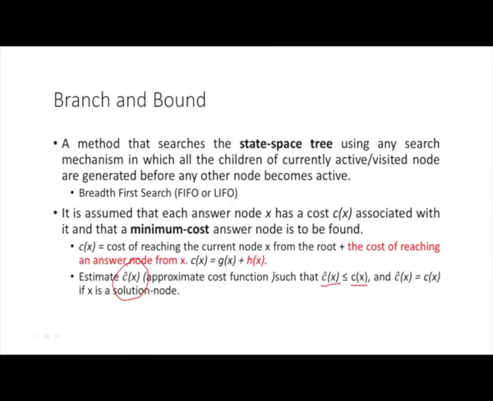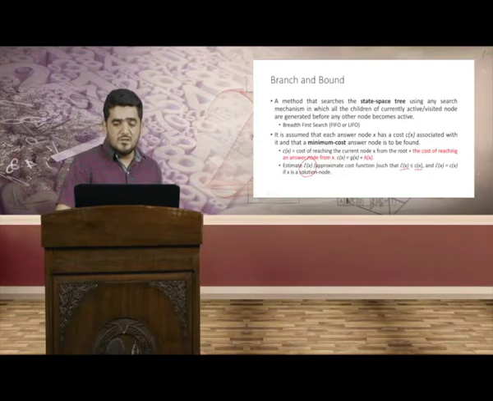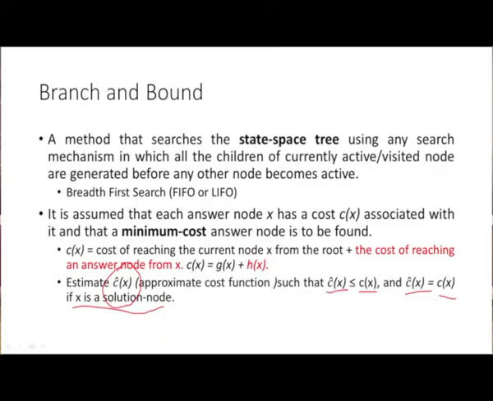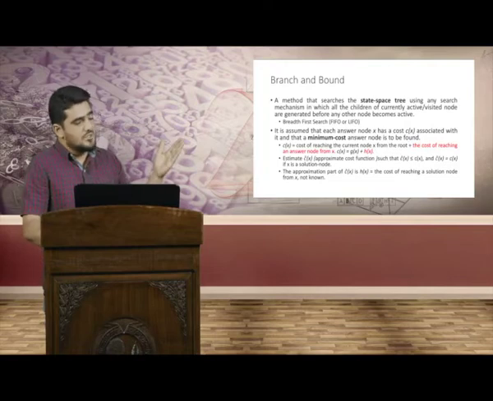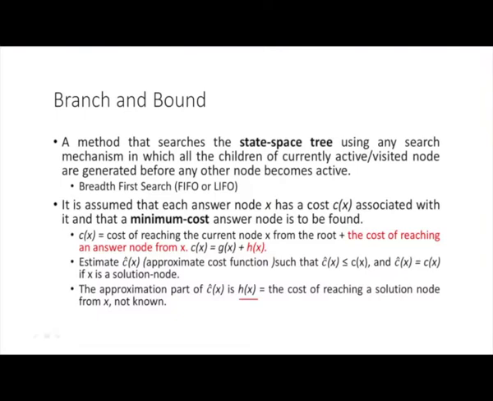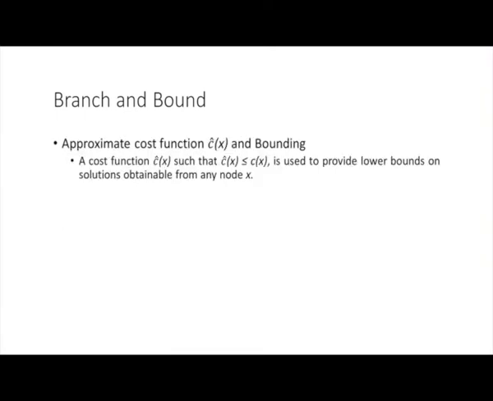And the property of this cost function is that for an answer node, the solution node or you can say the leaf node at the end of the tree, the approximate cost is equal to the actual cost for a solution node x. So this is how we will proceed about building a solution using a branch and bound technique. So the approximate part, as I said earlier, for this approximation cost function is h of x, which is basically the cost of reaching a solution node from x, and it is not known. So how do we use this cost function, and how does it help us in bounding our search in the state space tree?